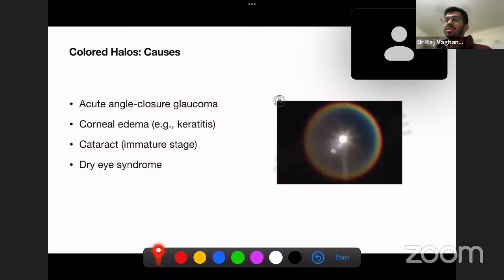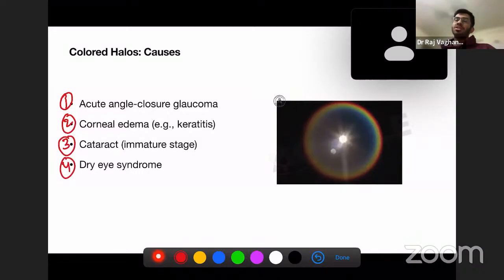Okay, the next thing we're going to discuss is the colored halos. You can see this is the colored halo on the right-hand side. So what are the causes for the colored halos? Acute angle closure glaucoma, corneal edema, cataract, and dry eye syndrome. So these are the four most important causes for the colored halos.